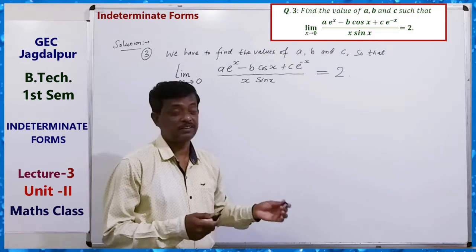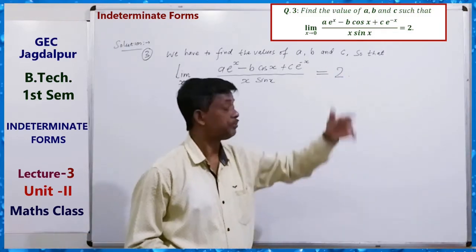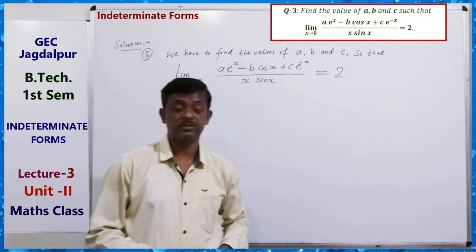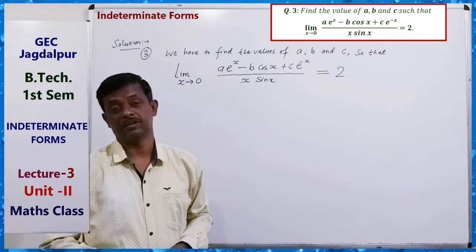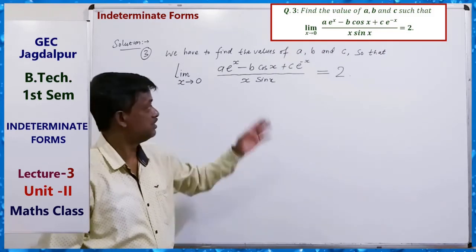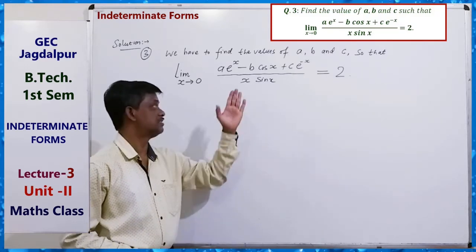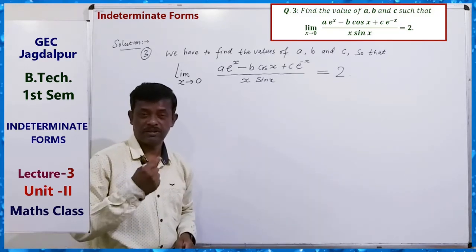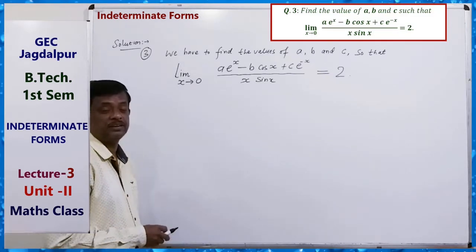So here three constants are given, and we have to find these three constants. So three relations we will require for finding these values. Here one condition is that this limit is 2, and then we need the remaining two conditions.